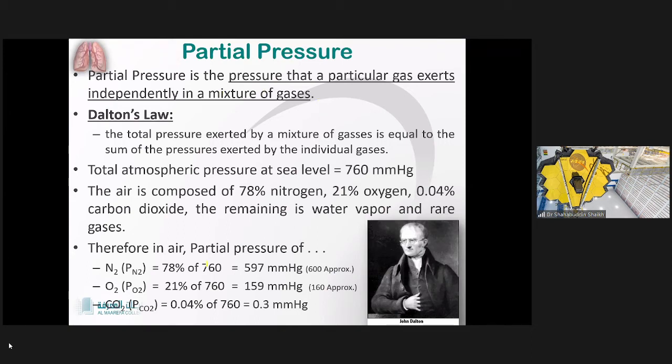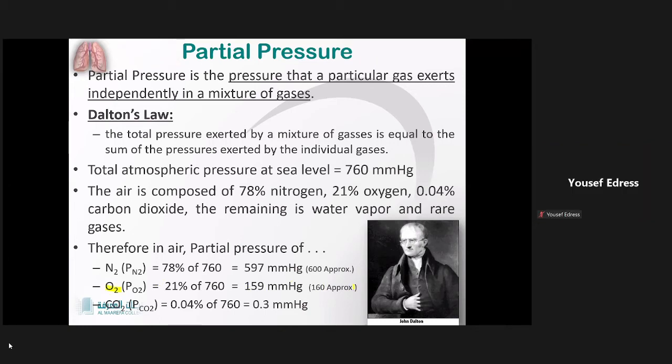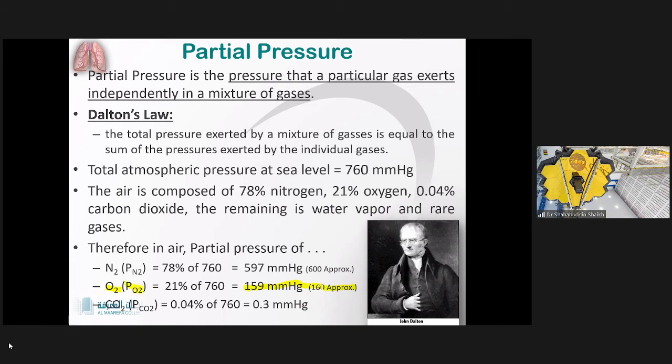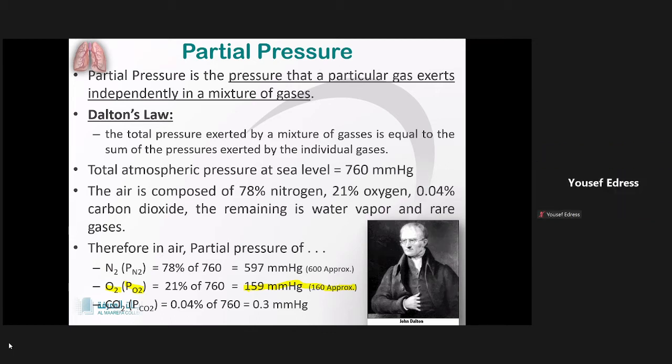Oxygen is present in air, and air is a mixture of gases. So how much pressure is oxygen exerting in that air? It is roughly 160. That is the partial pressure of oxygen in air or atmosphere: 160. Can you remember this?